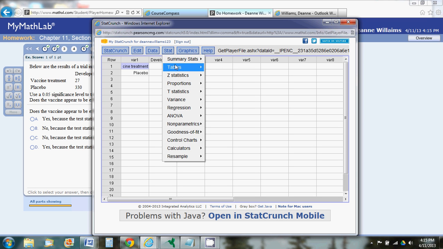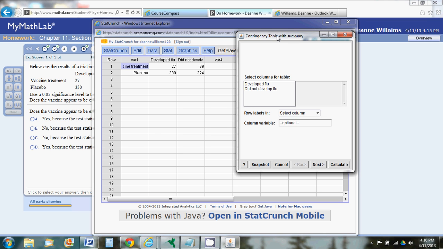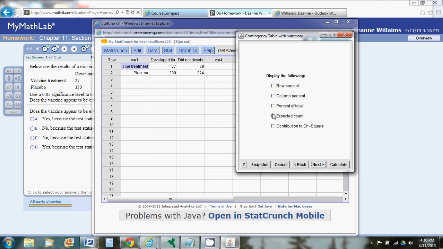And we'll go to Stat, Tables, Contingency, and then when it's filled with just counts like that, it's summary data. So we're going to grab that. Our columns are developing the flu and not developing the flu. The row labels, treatment versus placebo, that's in the column labeled variable 1. So we'll select the titles for our row variables and hit next.